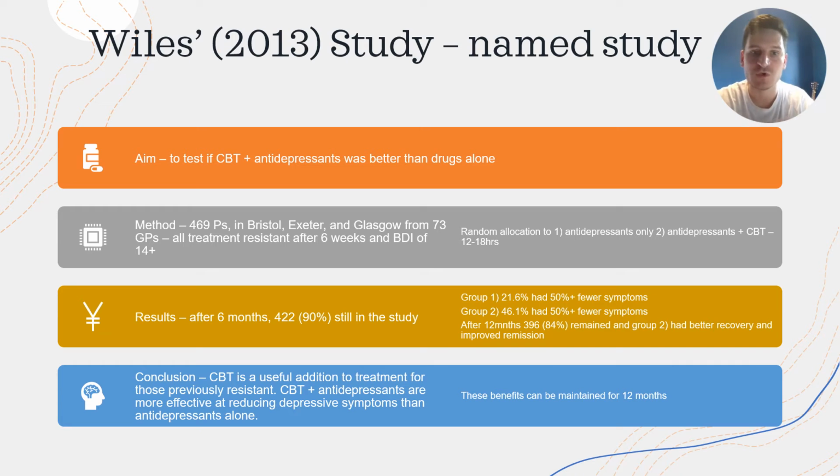So symptoms really reduce. What does that tell us? CBT works really well, especially if participants were previously resistant, and CBT and antidepressants together are more effective than just drugs alone. So the benefits can be maintained over a decent amount of time, and it really backs up both of those bits of research that we're looking at in terms of the therapies, both biological and psychological, for depression.